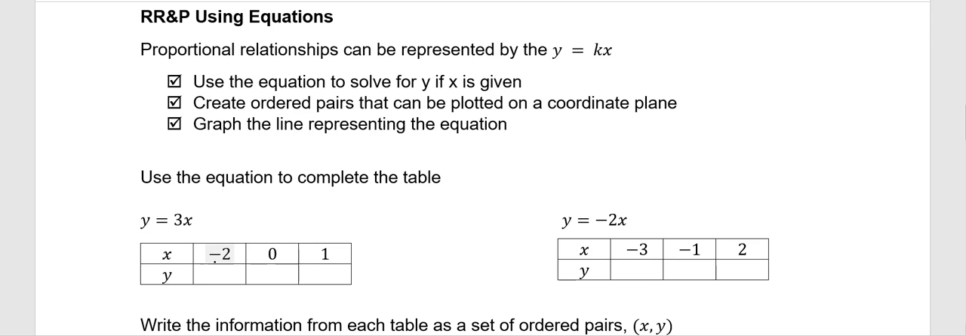So we'll start with the first one. If we substitute -2 in for x, that would be the equivalent to saying 3 times -2, and that's going to get us -6. If I substitute 0 in for x in the next example, I'm going to have to now do 3 times 0, and that's going to give me 0. And one more time, if I substitute 1 in for x, I'm going to do 3 times 1. And that I can see is quickly going to give me 3.